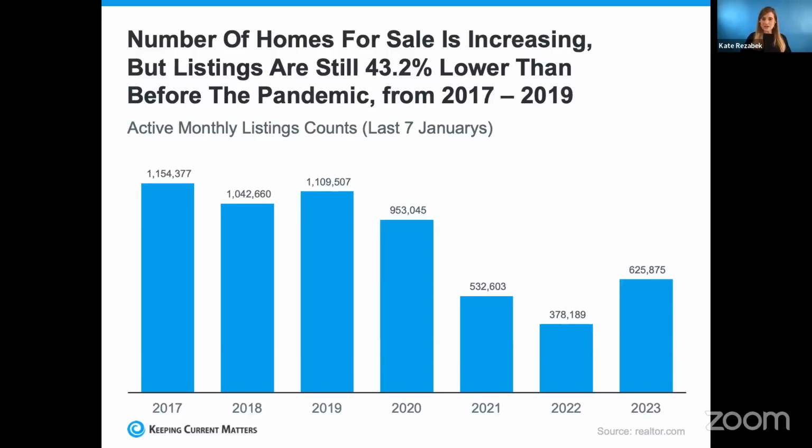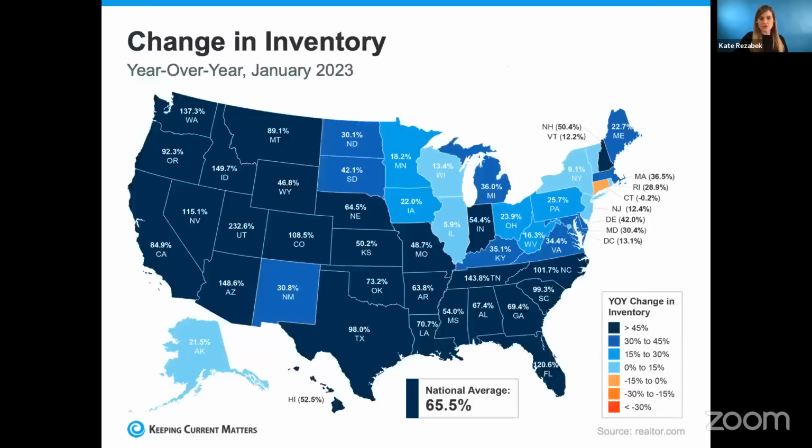So what does this look like throughout the country? I love this next map because I think what this does is it shows what is the perspective, from coast to coast. And you see a lot of dark blue on this map. What this means is that there's more inventory across the country than there was at this time last year.